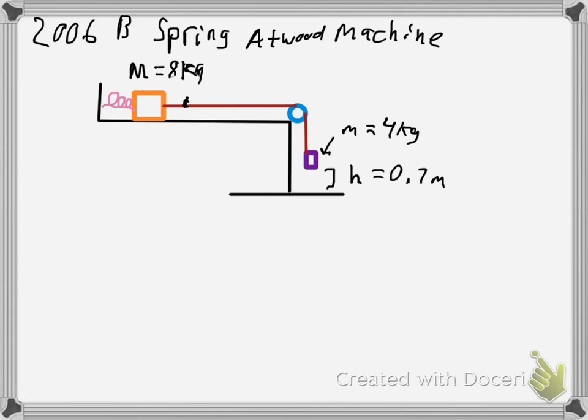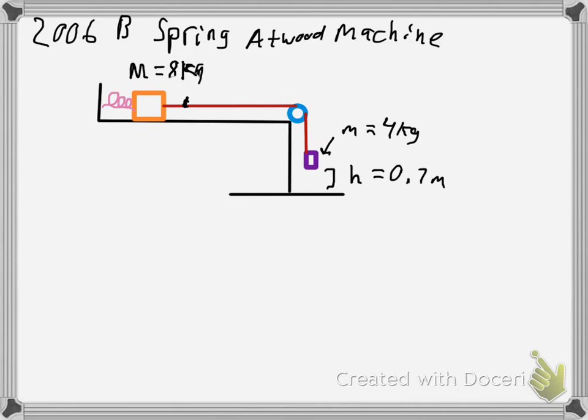So an ideal spring of unstretched length 0.2 meters is placed horizontally on a frictionless table as shown above. One end of the spring is fixed and the other end is attached to a block of mass, which we're going to use capital M, and it has a mass of 8 kilograms. The 8 kilogram block is also attached to a massless string that passes over a small frictionless pulley. A block of mass little m, which is 4 kilograms, hangs from the other end of the string.